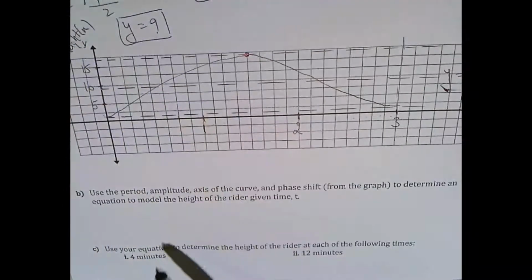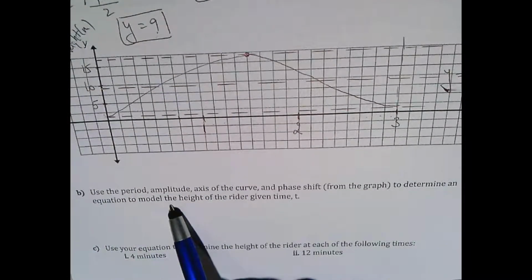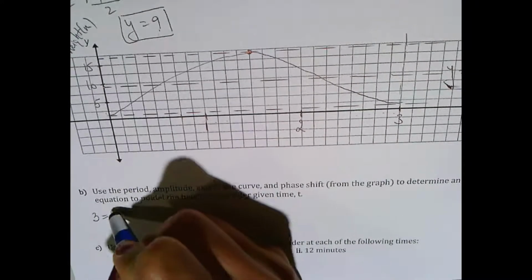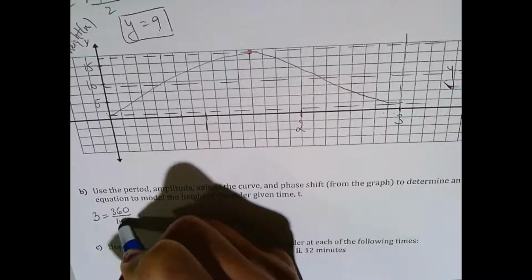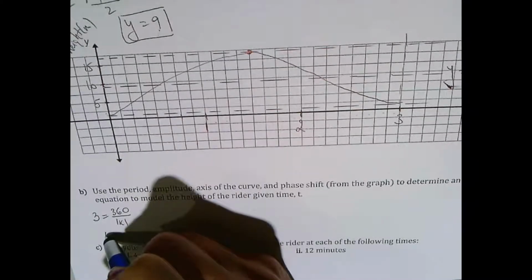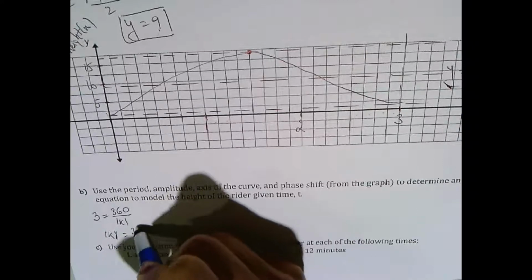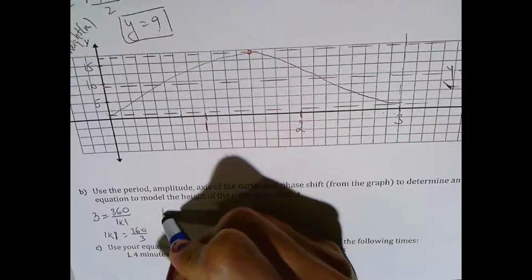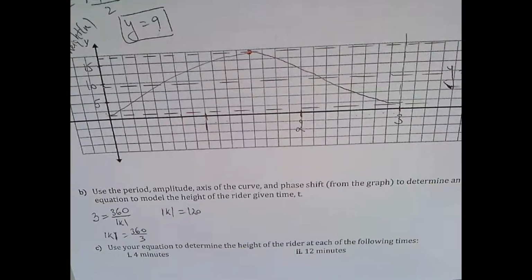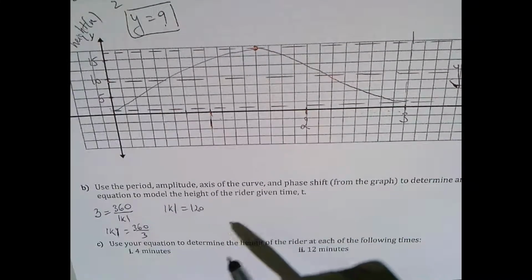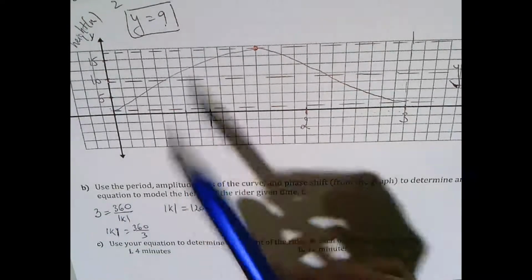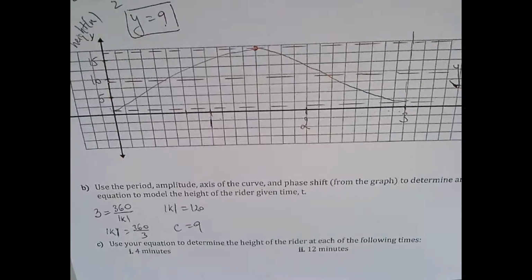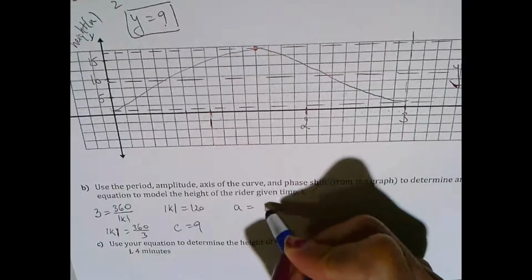So we already have the period, but to be able to write down an equation, I need the value of k. So 3 equals 360 over the absolute value of k, which means the absolute value of k equals 360 divided by 3. So the absolute value of k equals 120. We'll decide later whether k is positive or negative. So this is my k. I have my c, which is 9. I have my a, which is 8.